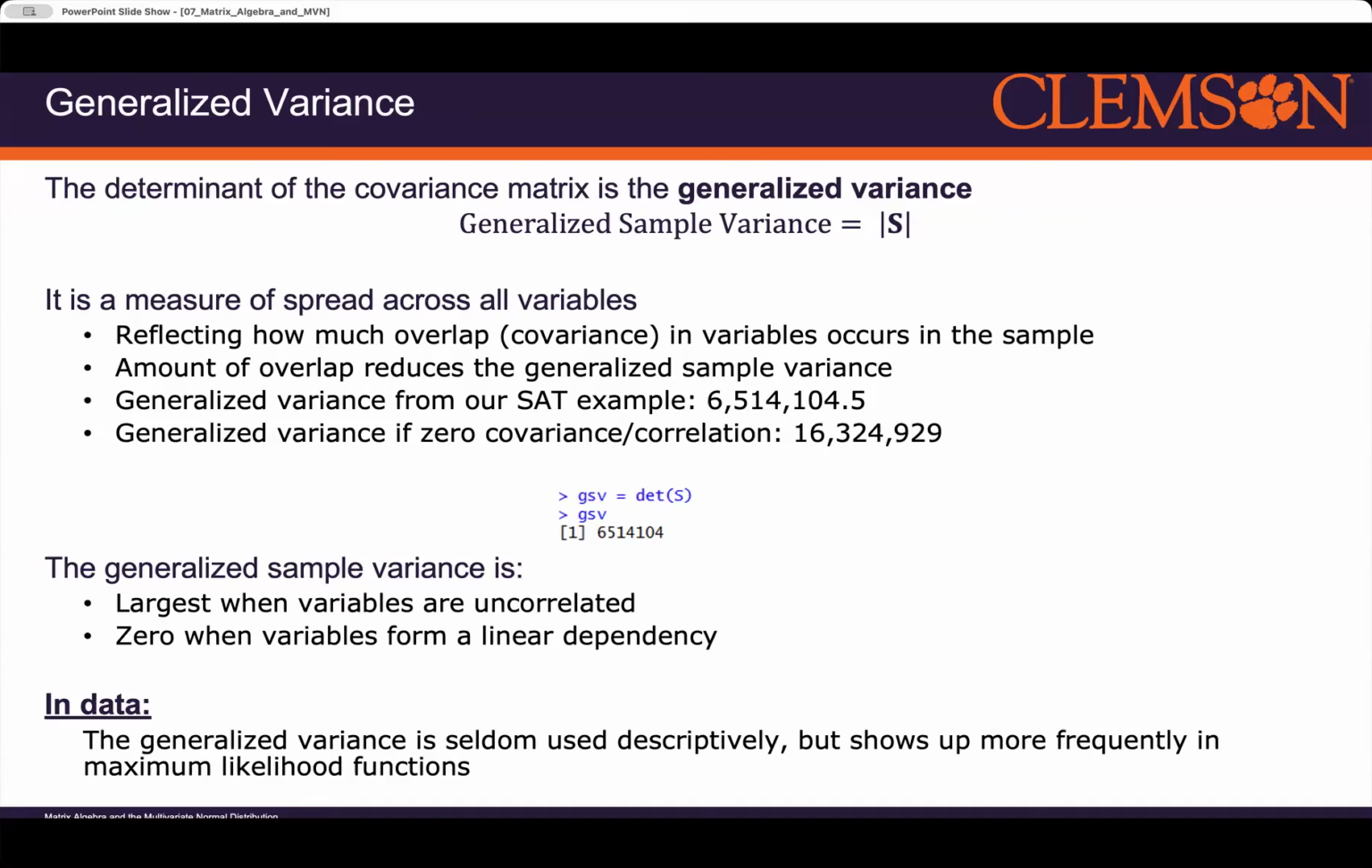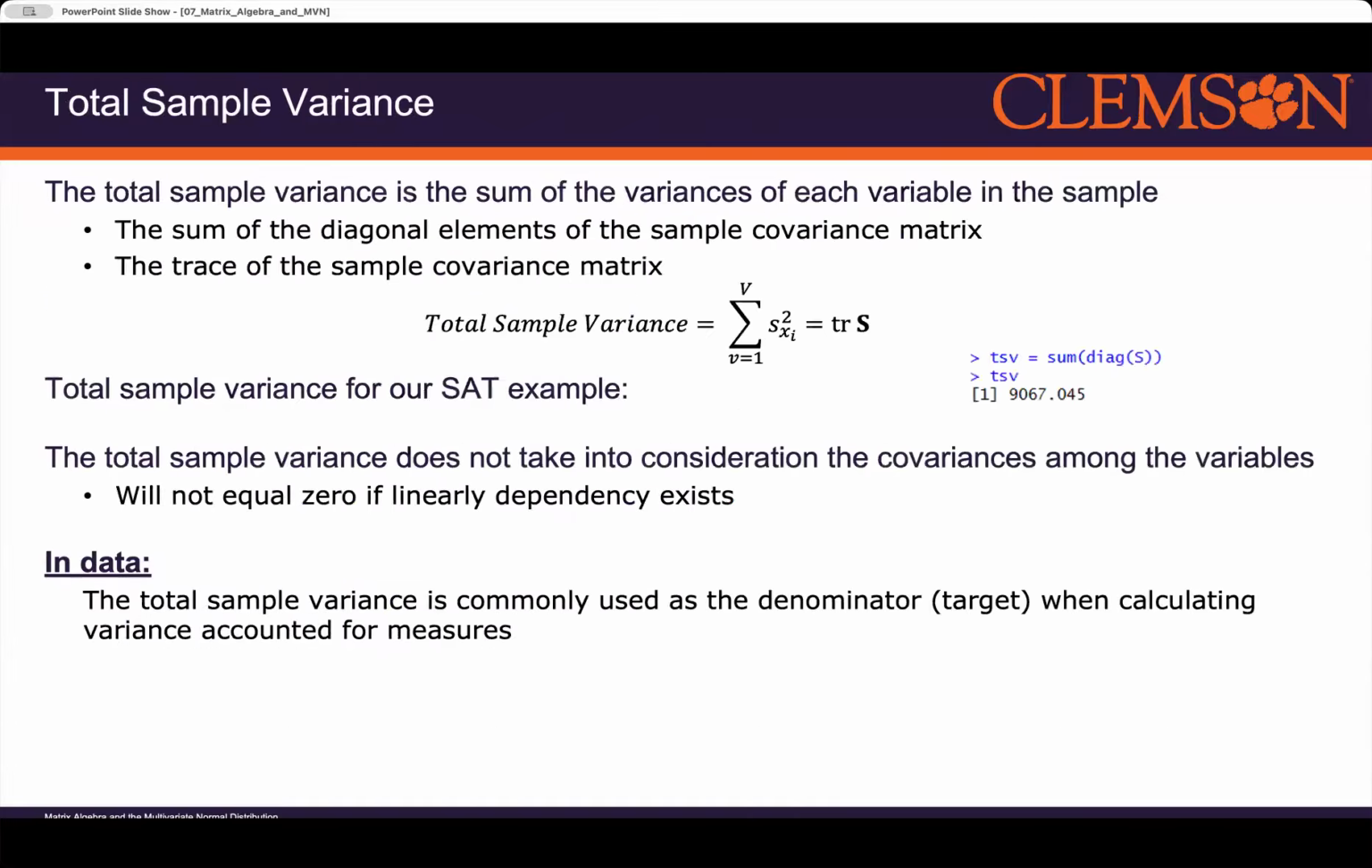It's also zero when the variables form a linear dependency, right? Remember, a linear dependency is like the vector angle becoming zero. And so the generalized sample variance goes to zero when that happens, right? The generalized variance is seldom used, though, but it shows up in the distribution function. So I'm really talking about it for that purpose. We could also look at the total sample variance.